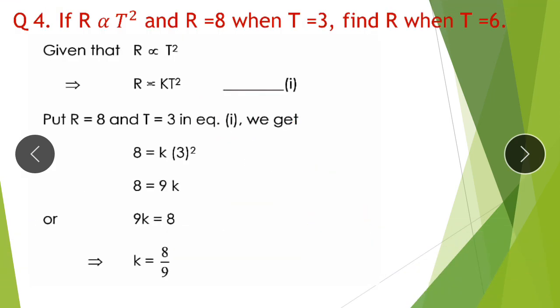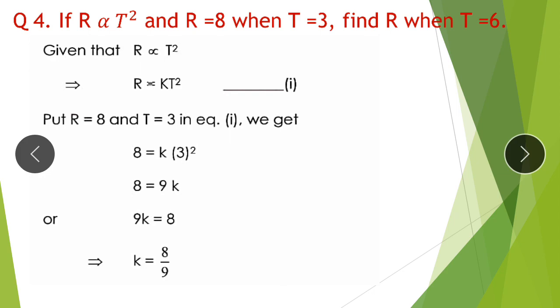Fine. Let's go with question number 4. If r is directly proportional to t square and r is equal to 8 when t is equal to 3, then we are going to find r when t is equal to 6. First of all, let's solve this. We have to find the constant of variation here, because it is given that r is in variation with t square. So we have to find what is the constant of variation between these two values, then we can proceed ahead.